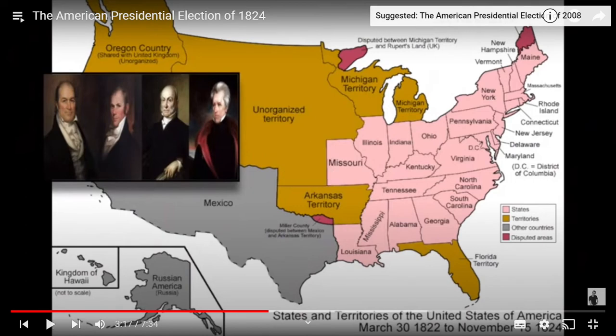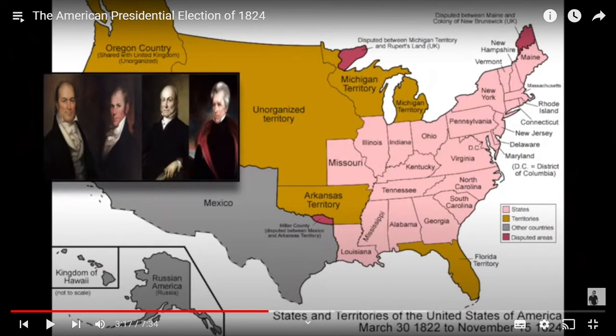I'm a little scared by Jackson's rhetoric at this point. I don't think Adams is the... You know what? I wouldn't be mad at Adams. I'm pretty mad at Jackson. I'm voting Crawford. I'm voting William Crawford in 1824.